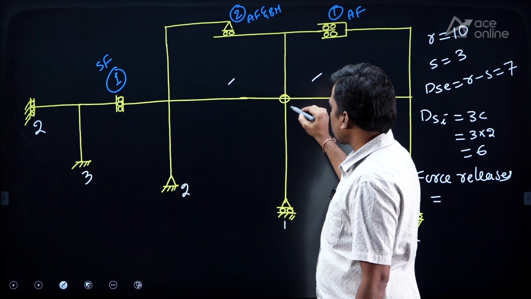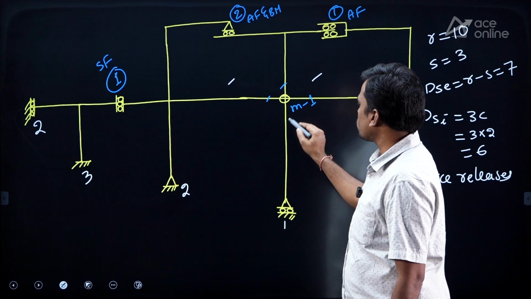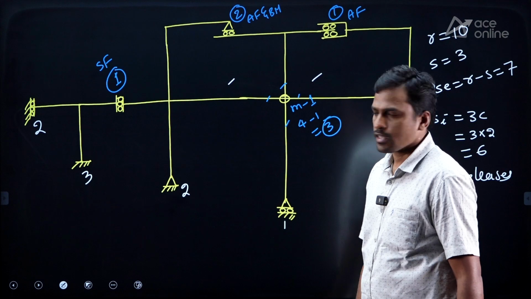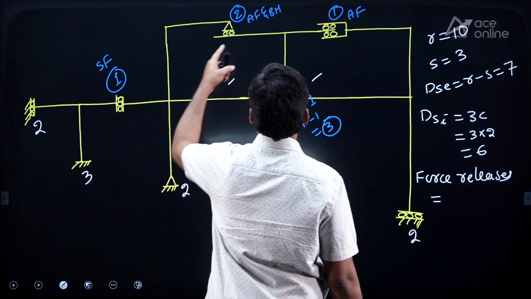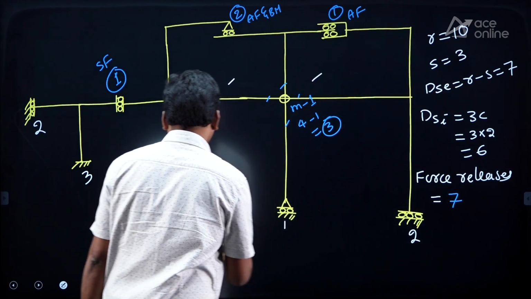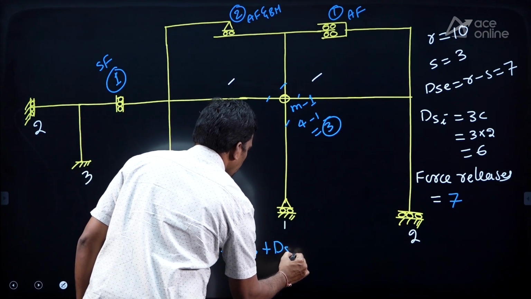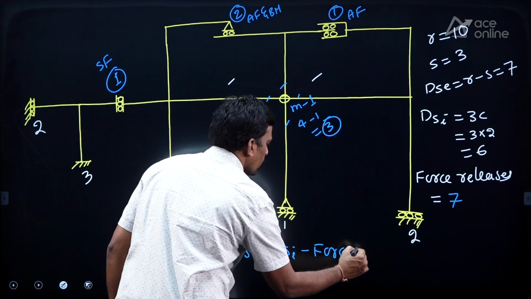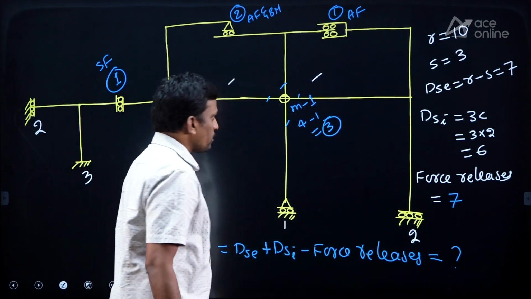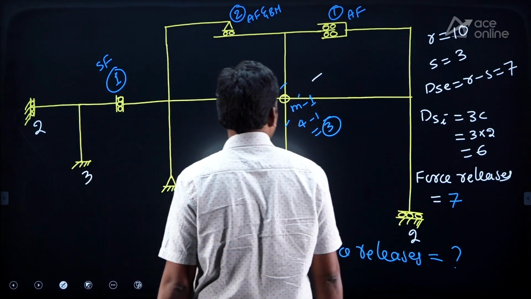And this is moment hinge, right? So moment hinge, M minus 1. How many members are meeting here? 1, 2, 3, 4. So 4 minus 1 equals 3. Now these are the force releases. So total how many force releases? 1, 3, 4 and this is 7. Then what is the final formula? DS equals DSE plus DSI minus force releases. You will get the answer. Just substitute the values here. Yeah, answer is 6 only.